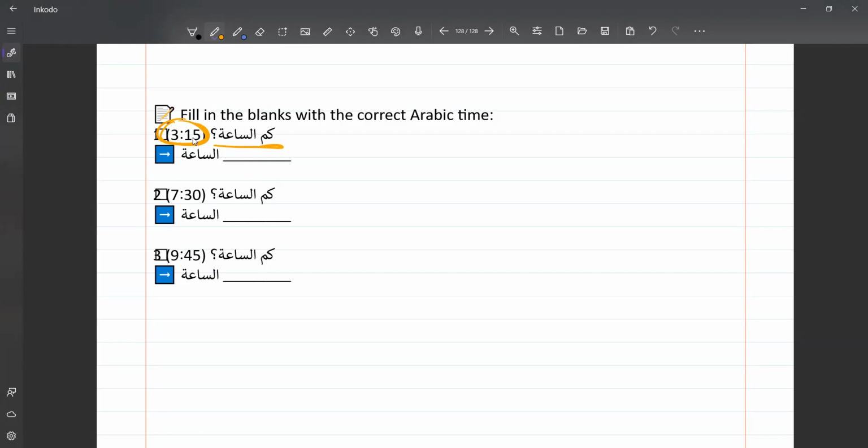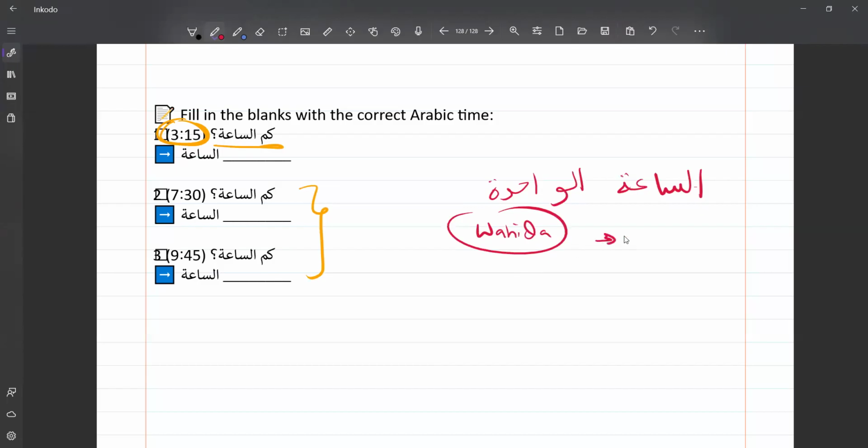The time is 3:50, right? Similarly, you guys will do both of these questions. And for the record, let me tell you the numbers for telling time in Arabic. If the clock strikes 1, you will say as-sa'a al-wahida. Al-wahida means 1.